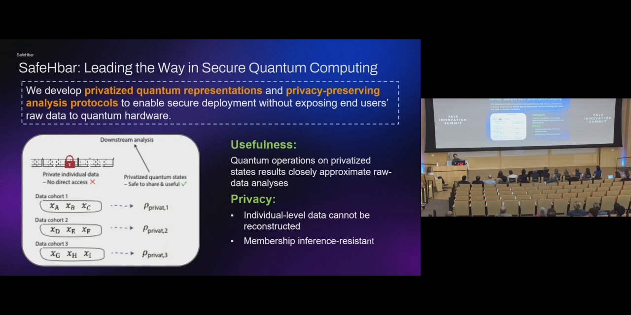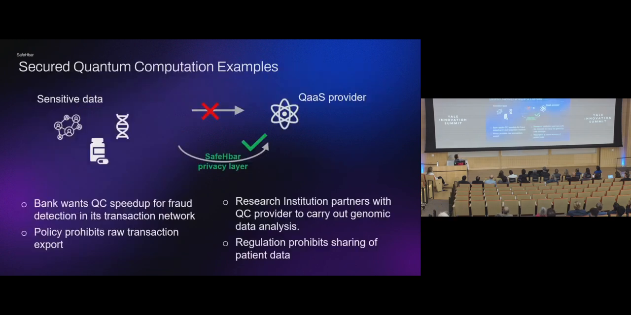Quantum operations on those privatized states give results that closely approximate what you would see on the original data, while protecting individual level information from being reconstructed or inferred. This is how it looks in practice.